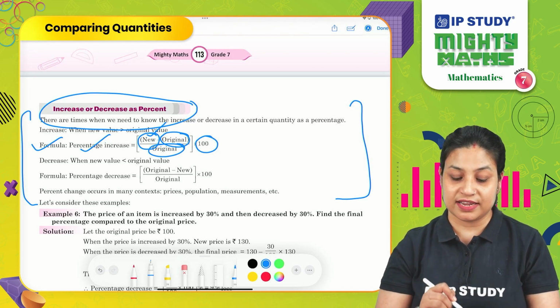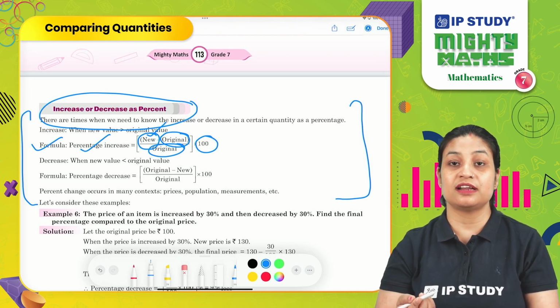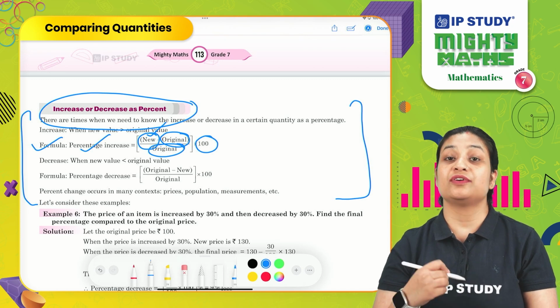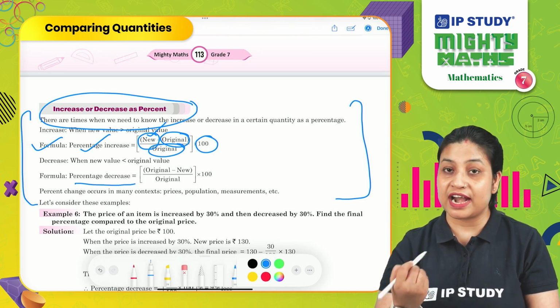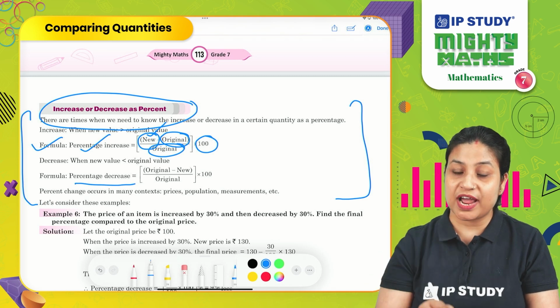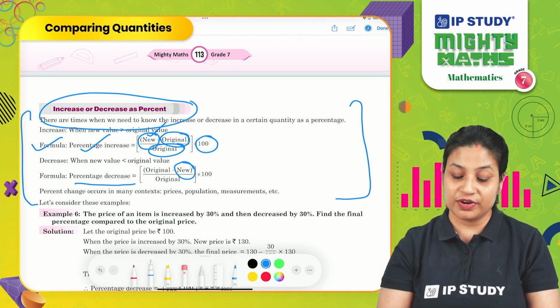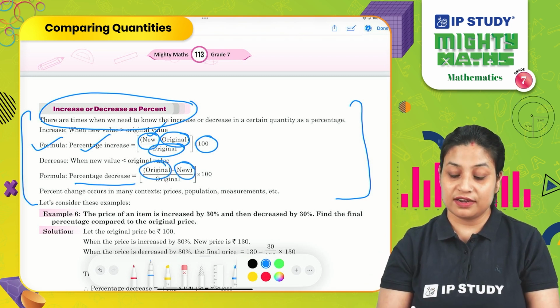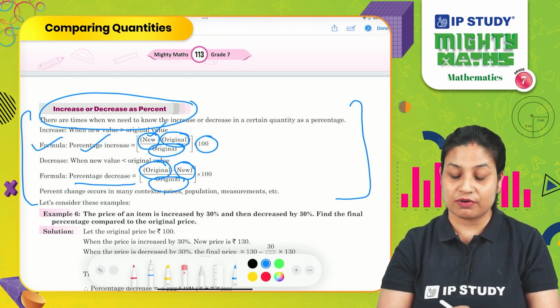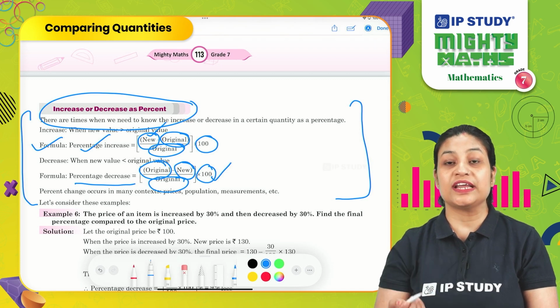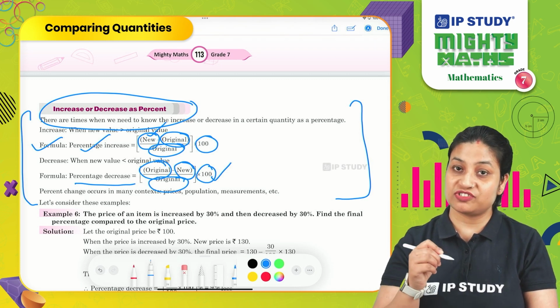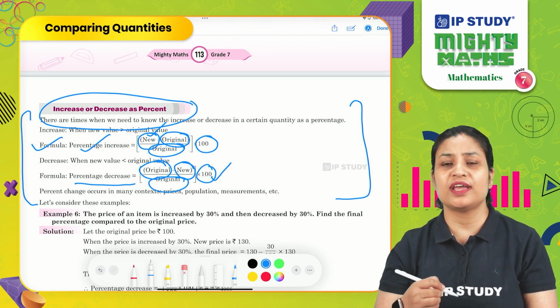Similarly, in the second case, when there is a decrease in the quantity and you are going to express it in terms of percentage, we have another formula. In that case, what you will do, you will subtract the new quantity from the original quantity and again divide the difference by original quantity. Whatever answer you get, you will multiply it with 100. So in this way, you can calculate percentage increase and percentage decrease for any quantity.